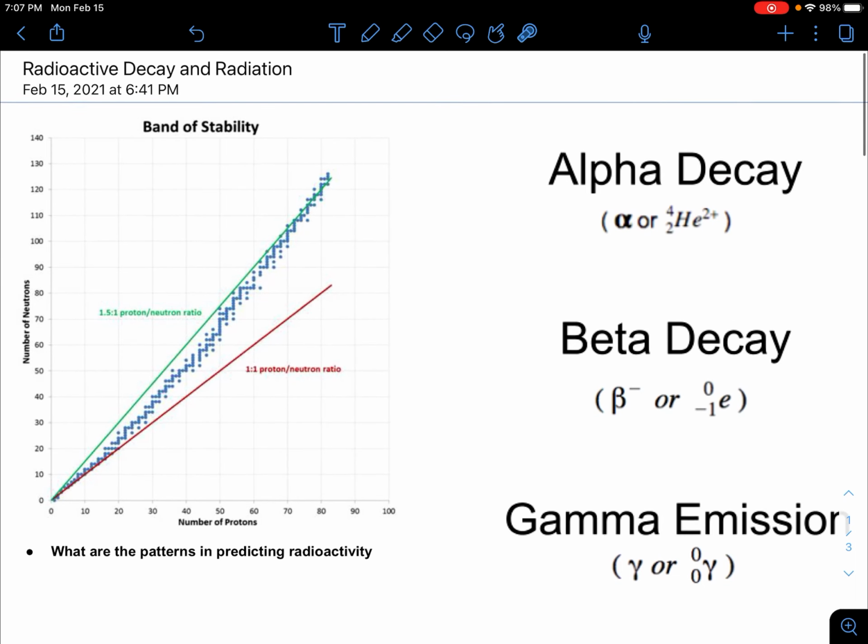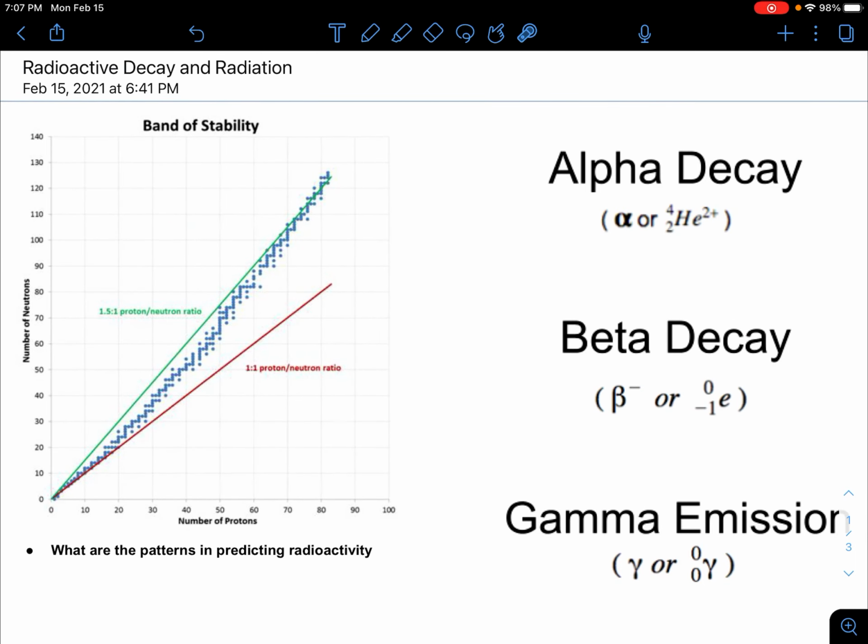And I'll also try to go over band of stability and how you know if an isotope is going to be a radioisotope and decay because it's unstable. But in this video, I'm going to focus just on alpha decay.